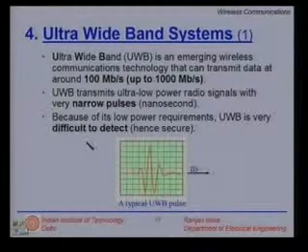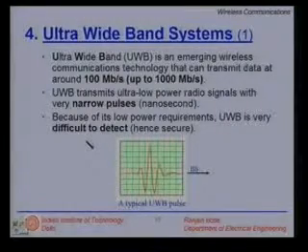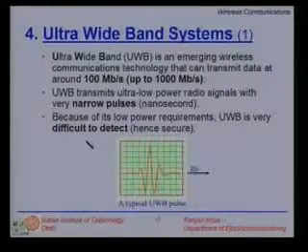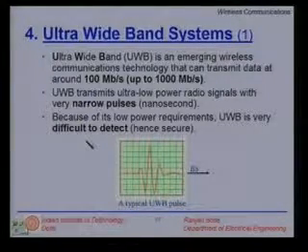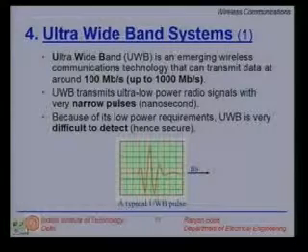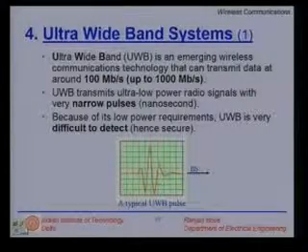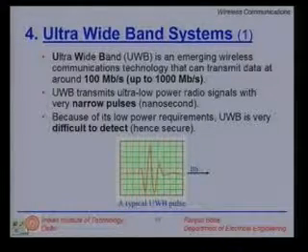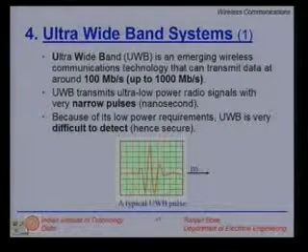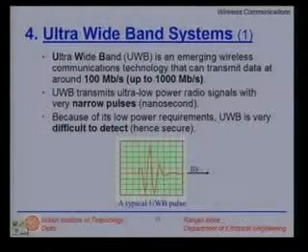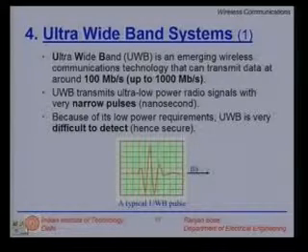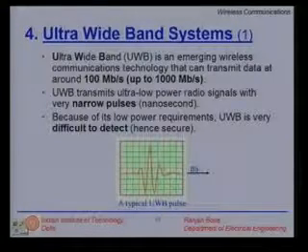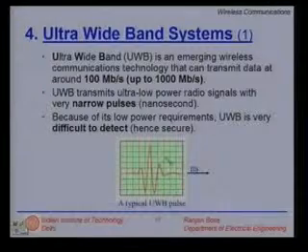The fourth emerging technology is UWB, or ultra wideband communication systems. It's an emerging technology and can transmit data at around 100 Mbps. The next generation UWB systems can go up to 1000 Mbps. It's still being worked on. UWB essentially transmits low power radio signals with very narrow pulses of the order of nanoseconds or even sub-nanoseconds.